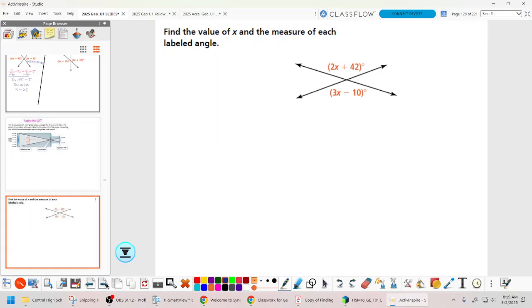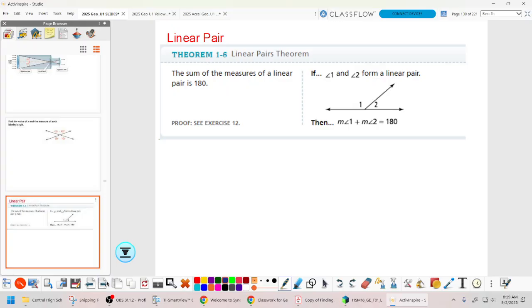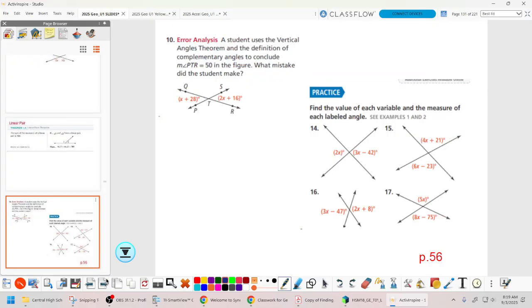What kind of angles are those? Vertical. Those are vertical as well, even though they're oriented slightly different. How about all of these? Vertical. They're all vertical. So here's a question.